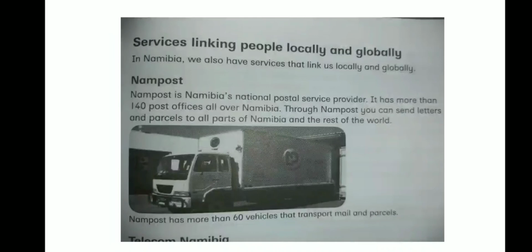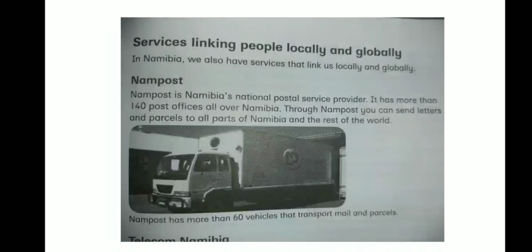So let's say Miss Luango wants, for example, a dress from China. The dress will come through shipment, and it will reach a point where NamPost will take it from there. And wherever Miss Luango is in Rundu, NamPost will be able to deliver to Miss Luango. That's how fast their system is and just how spread out they are.